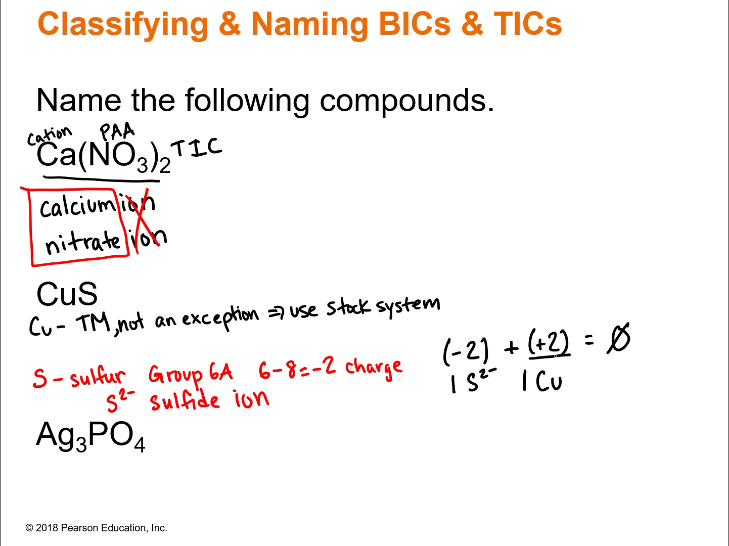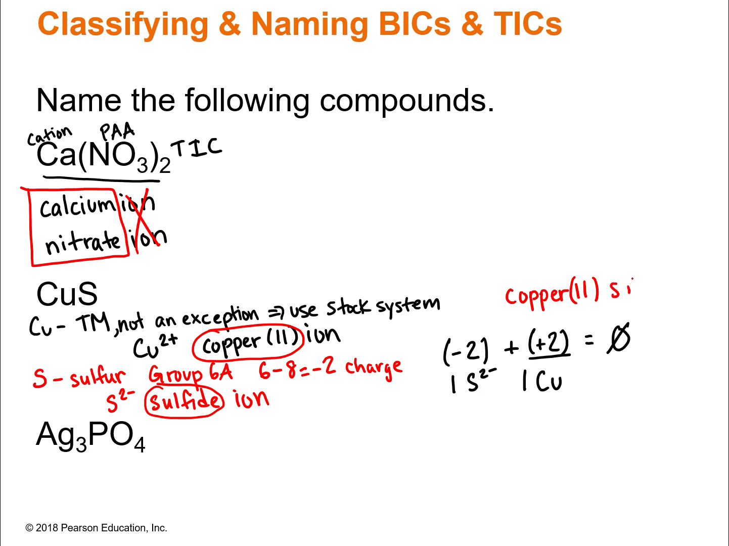Now that we know our charge, we can write out the copper ion name. So we have Cu2+, which is the copper 2 ion. We're going to take this part and this part, slap them together for the name. Copper 2 sulfide.